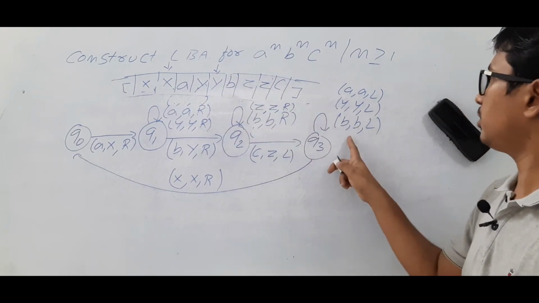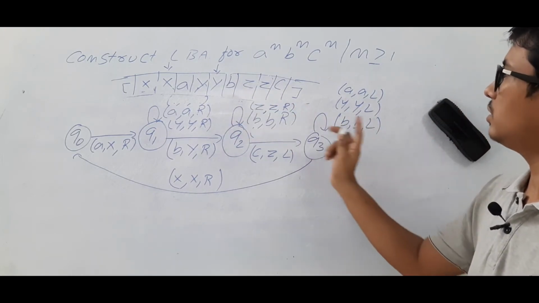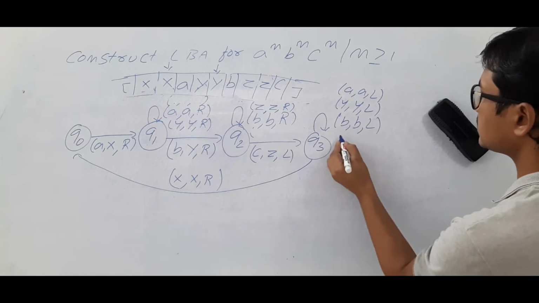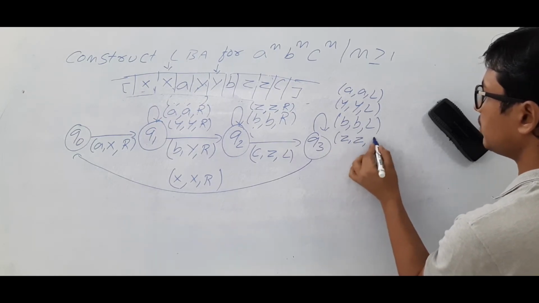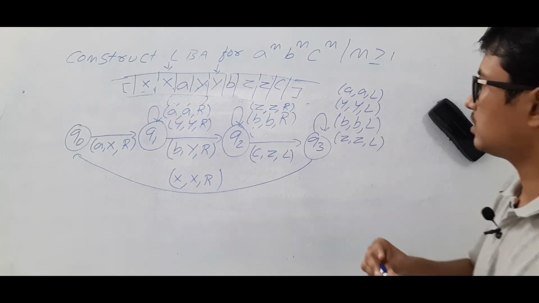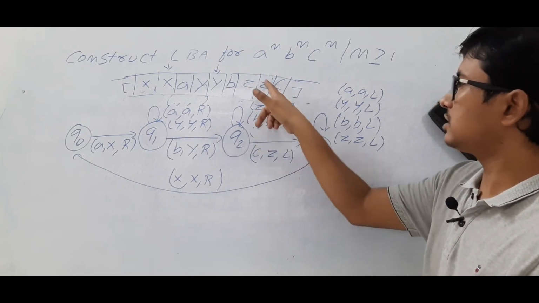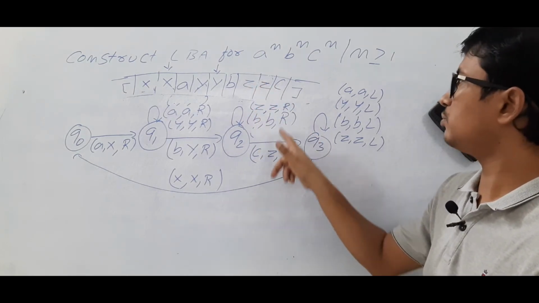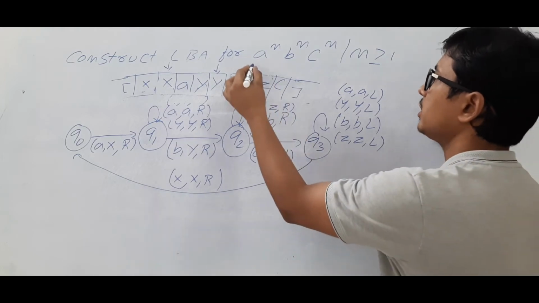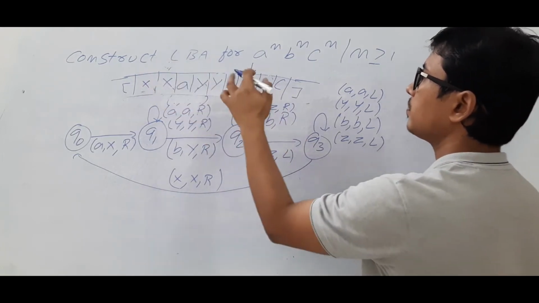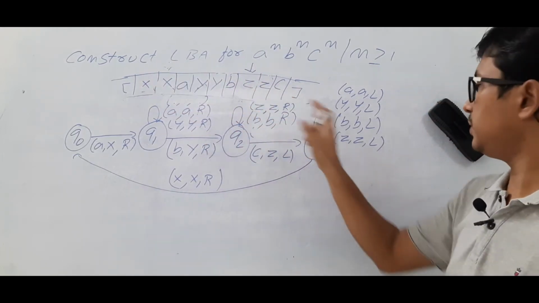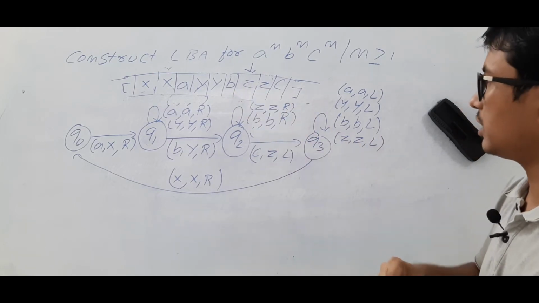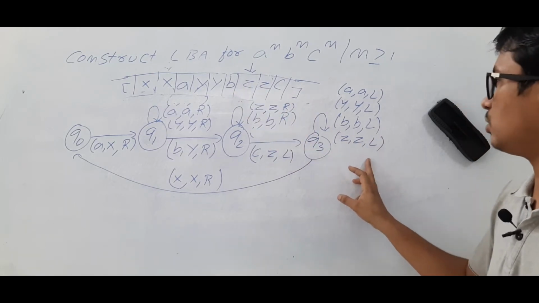You get any number of B's, keep them as B's and move. Now even you will get Z's also. If it is Z, keep it as Z, move to the left, because here this C was previously there, you modified it to Z. Now the tape head is pointing to this one. Now this Z you have to keep as Z, move to the left. So that's why I have added this one more transition rule.